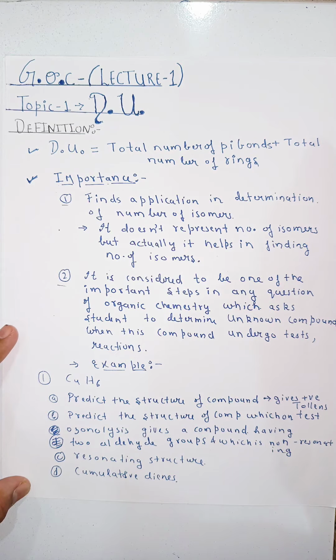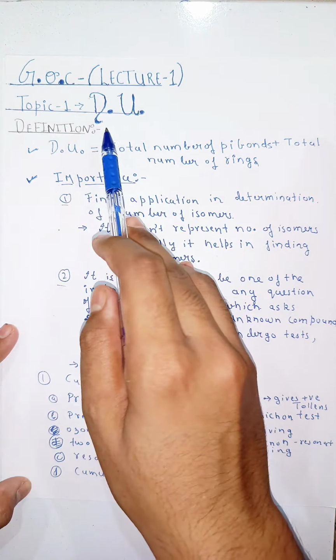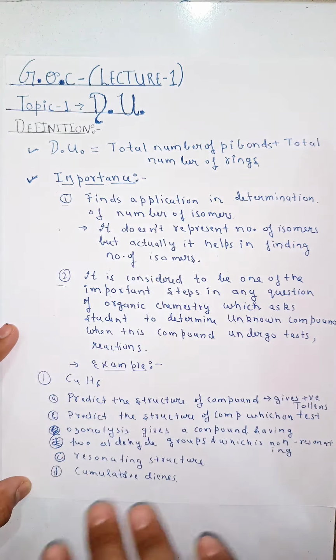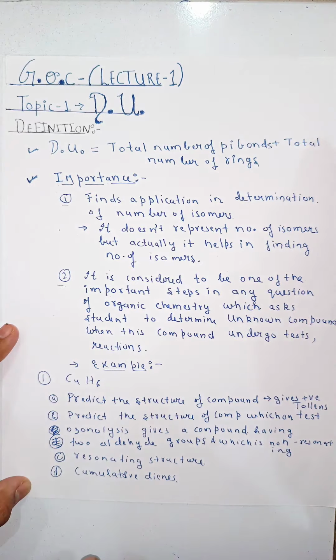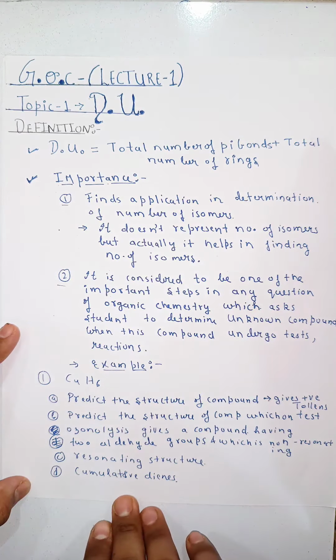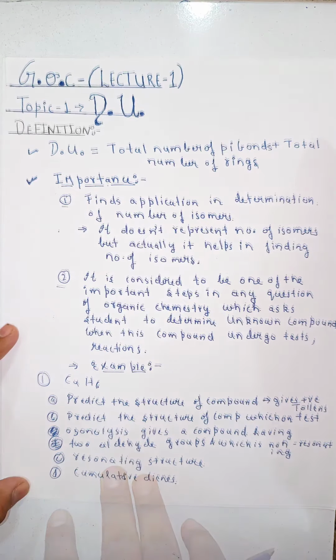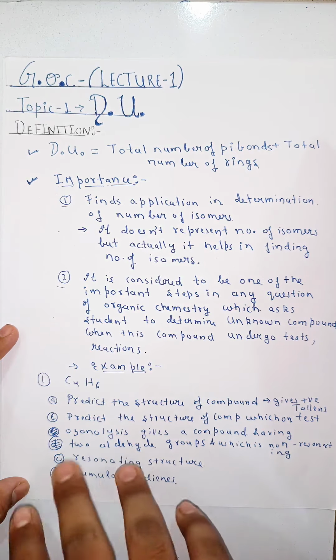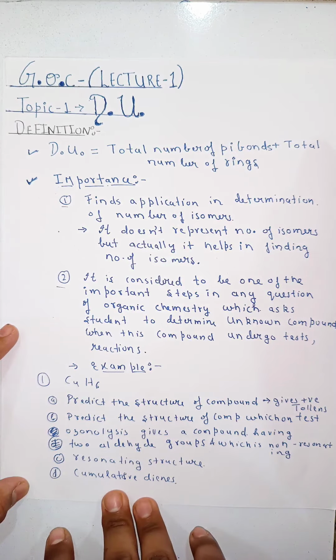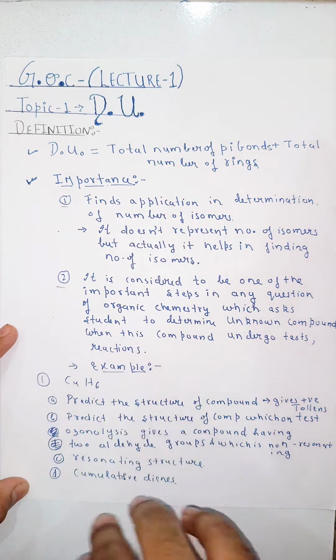So without wasting further time, let us start with our general organic chemistry. This is topic 1 under this chapter, that is degree of unsaturation. In short form it is pronounced as DU. So I have already written the whole of the theory, and we will be getting a quick synopsis of this little bit of theory. Then we will be taking up some important problems. I have already written all of the important points to save our time and to decrease the length of the video. So let us quickly go through this theory.